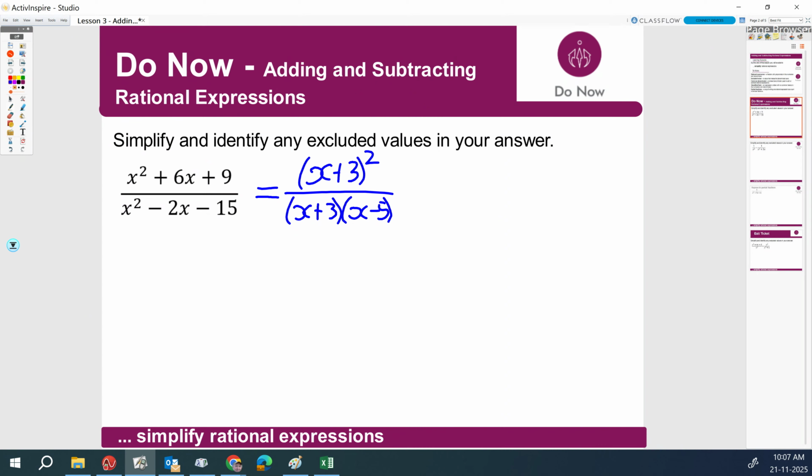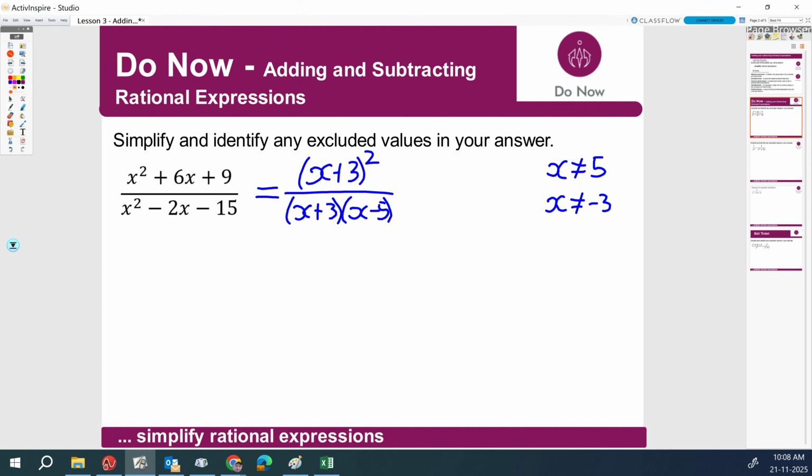So at this point we can identify any excluded values. An excluded value is a value which isn't in the domain if we were to sketch this function. We can see this by any value that will make the denominator 0. So what values are going to make the denominator 0? So x is not equal to 5. This is an excluded value. We cannot put this value into this function. It's not possible. x is not equal to negative 3. These are the excluded values.